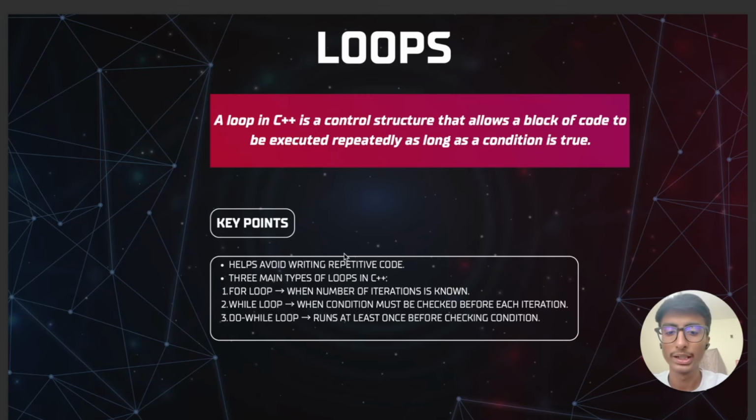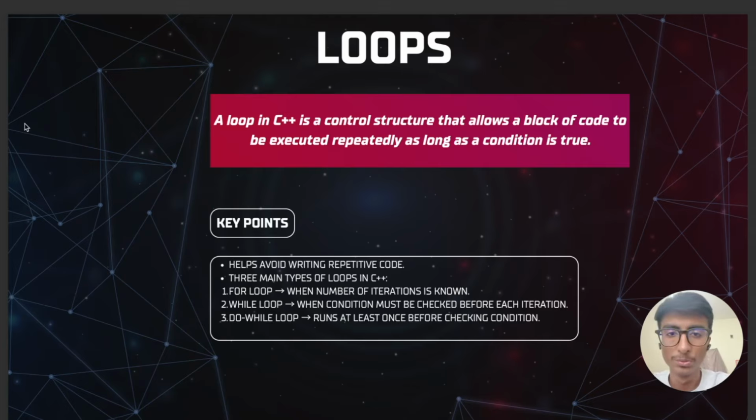Loops help avoid writing repetitive code. There are three main types of loops: for loop, while loop, and do while loop. A for loop is used when the number of iterations is known, a while loop is used when the condition must be checked before each iteration, and a do while loop runs at least once before checking the condition.